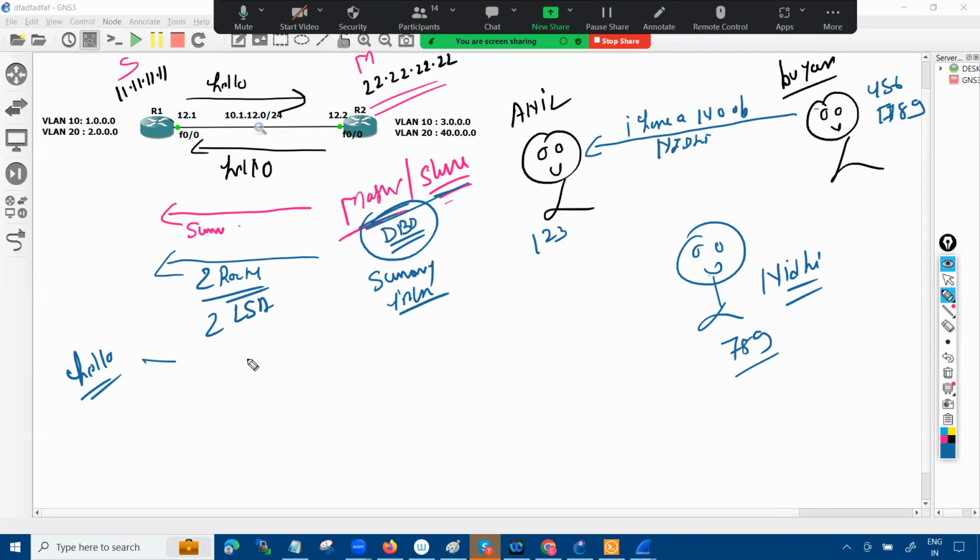Router 1 also shares the summary information. Hey, I have 2 LSAs as well, and 2 routes as well, we can call it, in simple language. Then what happened? Now Anil will request to this guy by sending which packet?